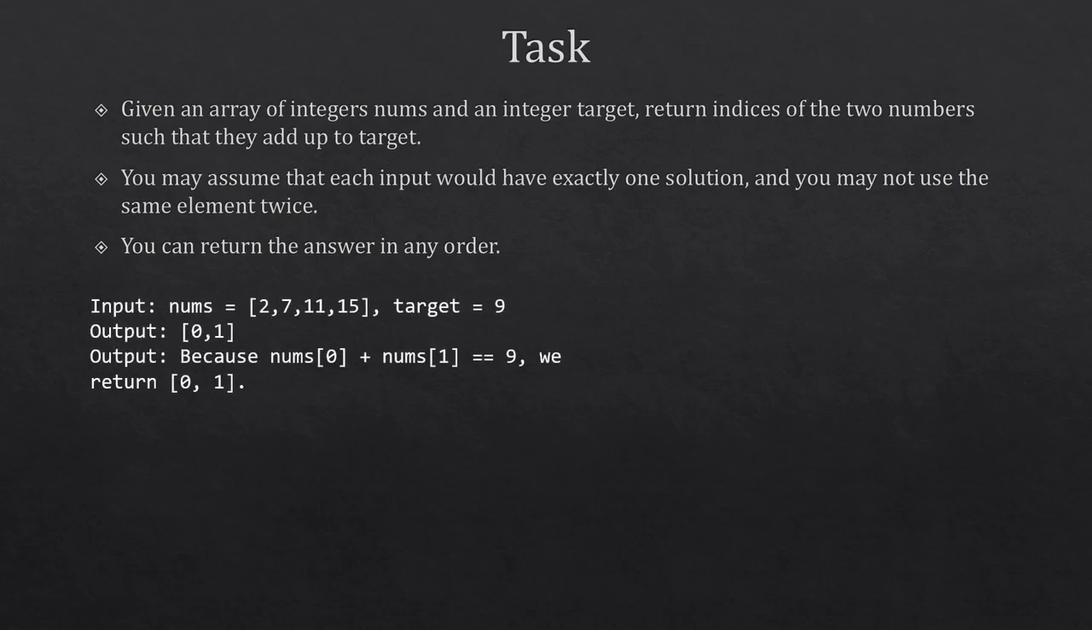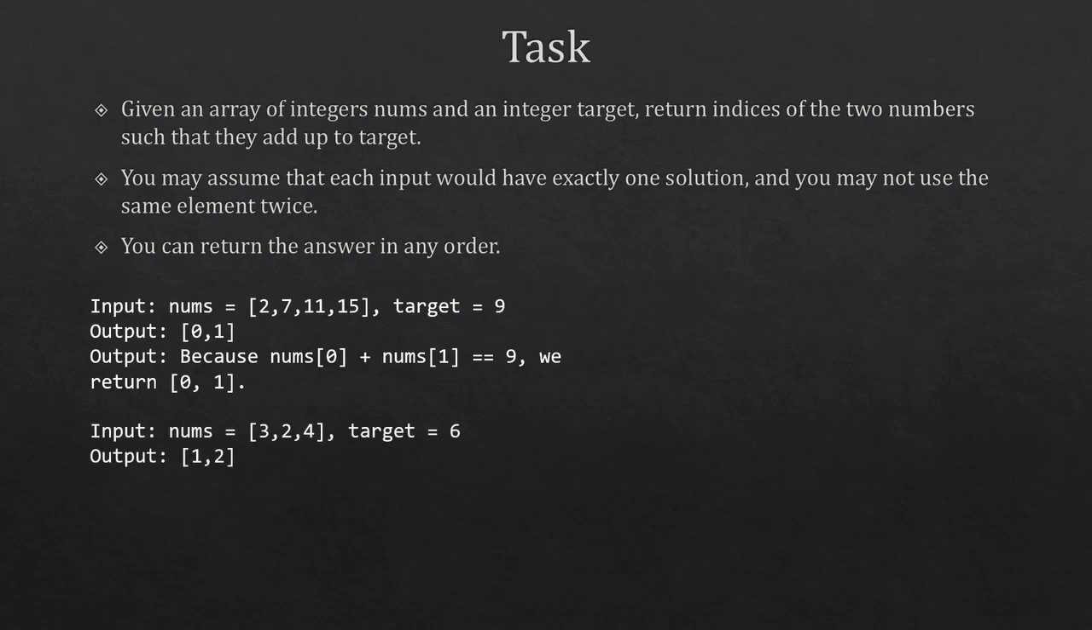Here we can see some examples. If our list of nums contains 2, 7, 11, and 15, and our target equals 9, then we can see that 2 and 7 are adding up to 9. Their positions in the list are 0 and 1 respectively, so we will return a list of two numbers containing these positions.